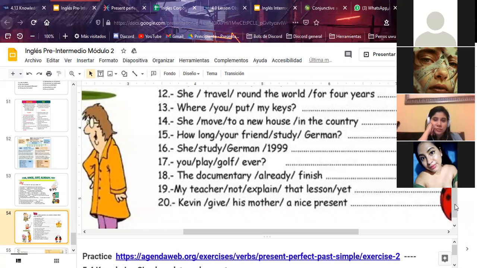She has moved to a new house in the country. She has moved to a new house in the country. Nice. Number 15. How long have your friend studied German? So this one is going to be how long has your friend, because that is he or she. So how long has your friend studied German? And number 16.